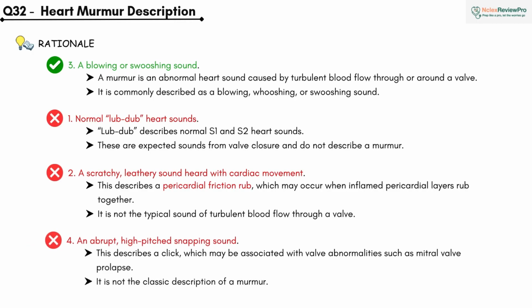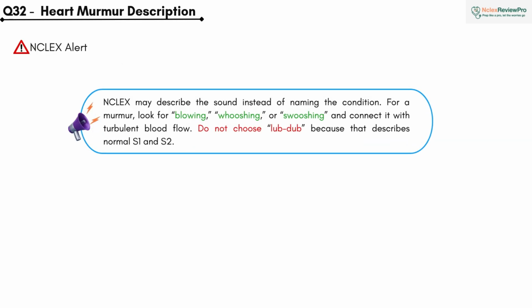Option 1 is incorrect. Normal lub-dub describes S1 and S2 heart sounds. These are expected sounds from valve closure, not a murmur. Option 2 is incorrect. A scratchy, leathery sound heard with cardiac movement describes a pericardial friction rub. This may occur when inflamed pericardial layers rub together, but it is not the typical sound of turbulent blood flow through a valve. Option 4 is incorrect. An abrupt, high-pitched snapping sound describes a click. A click may be associated with valve abnormalities, such as mitral valve prolapse, but it is not the classic description of a murmur. Now, here is the NCLEX alert.